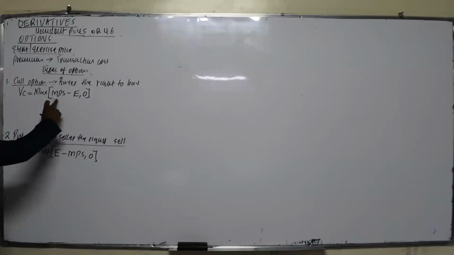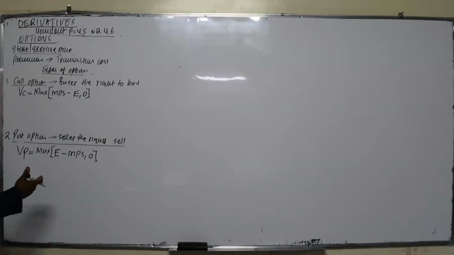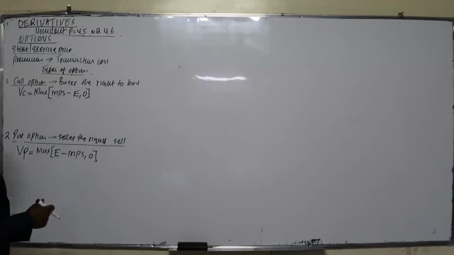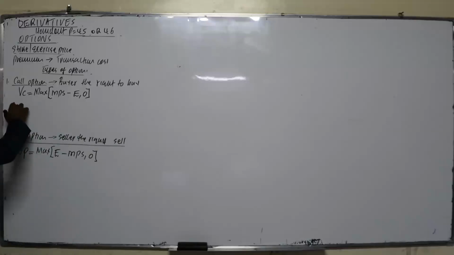So in this case, it's MPS minus the exercise price. Because you as a buyer are comparing how much the market price is against how much you are paying, to determine whether it's a profit or loss. And I will determine the profit or loss on the transaction.